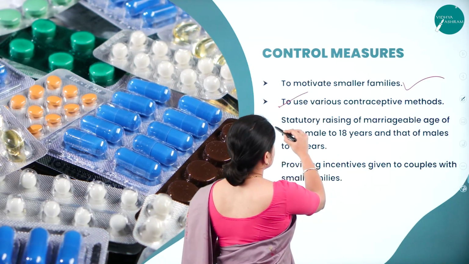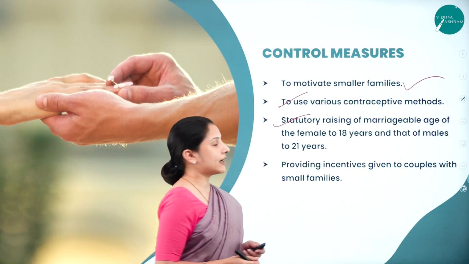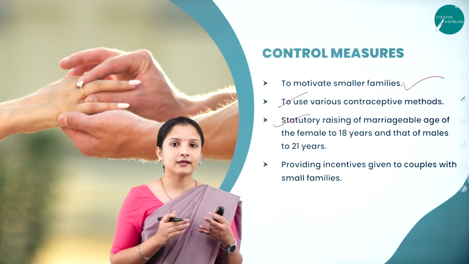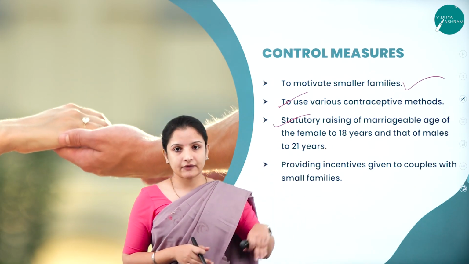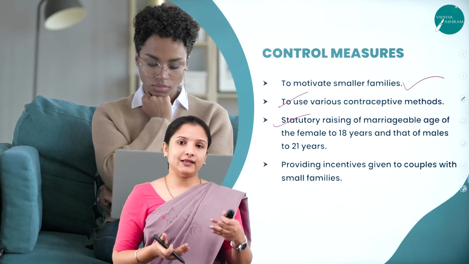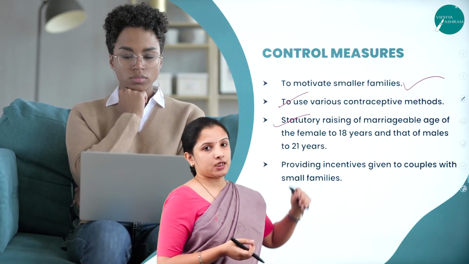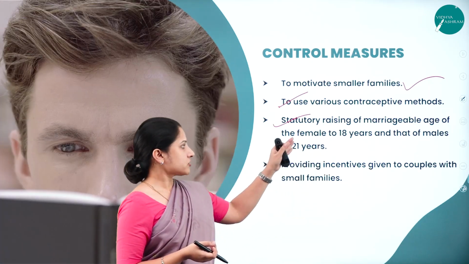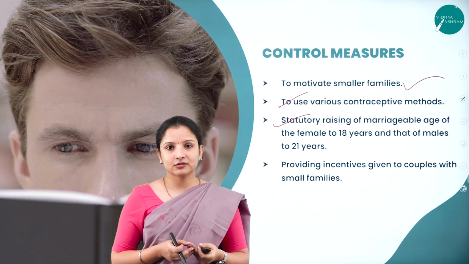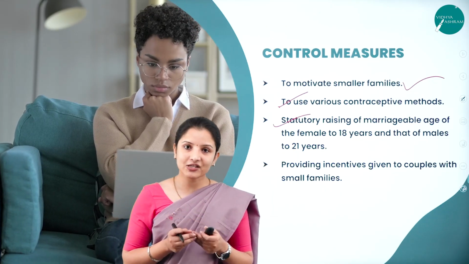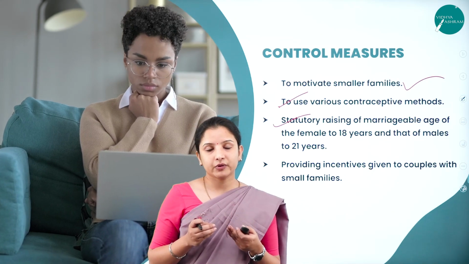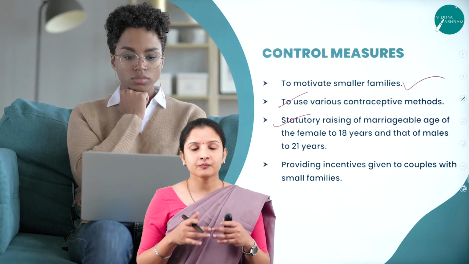And next is statutory. The next one is statutory raising of marriageable age. So you know that now the young female, if she has to be of marriage age, she should be 18, and the boy should be 21. Why is it so? Because of course age matters here.